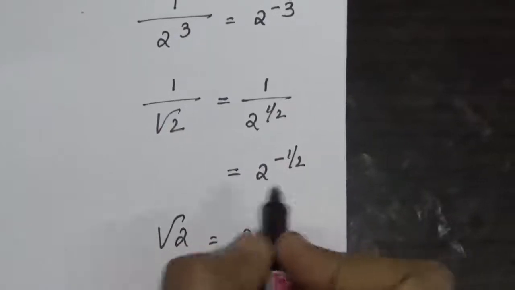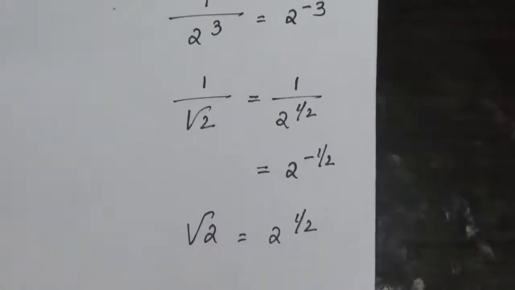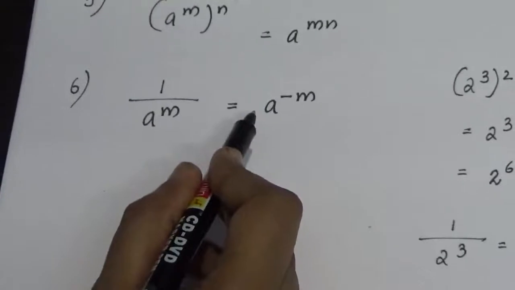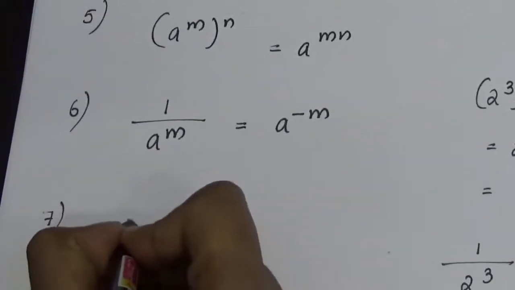Okay, that we will study in the next section. So we'll go to the laws. So we have 1 by a raised to m equal to a raised to minus m. And the next law is the seventh law, ab the whole raised to m.